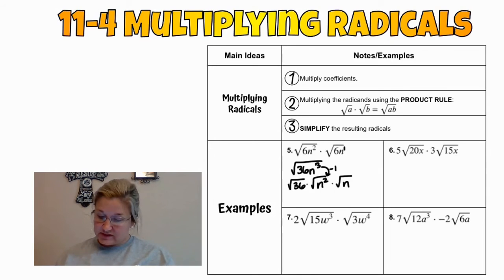Now the square root of 36 is 6. The square root of n squared, you divide that by 2. So I'm going to take 2, so n to the second, I'm going to divide it by 2, which is going to be 1. So it's going to be 6n, or 6n to the first. And then square root of 6 of n, excuse me.